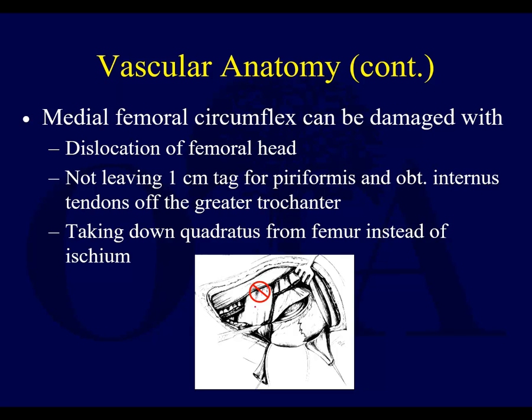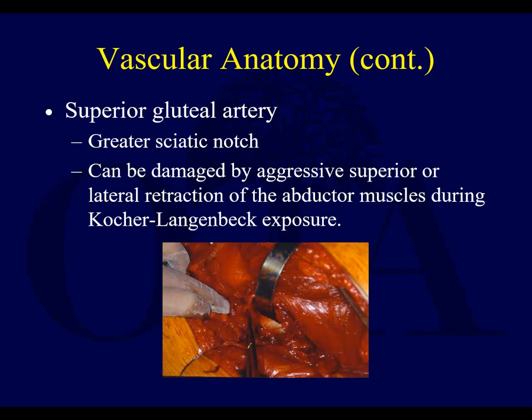So here you can see the quadratus femoris has been left on the femur. The obturator internus and the gemelli muscles are tagged, and then the piriformis is tagged as well. The superior gluteal artery comes through the greater sciatic notch. It can be damaged by aggressive superior or lateral retraction of the abductor muscles during the Coker-Langenbeck exposure.